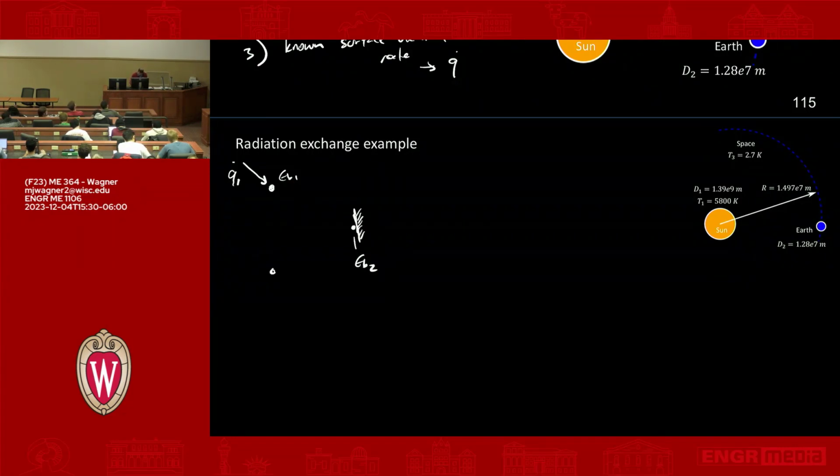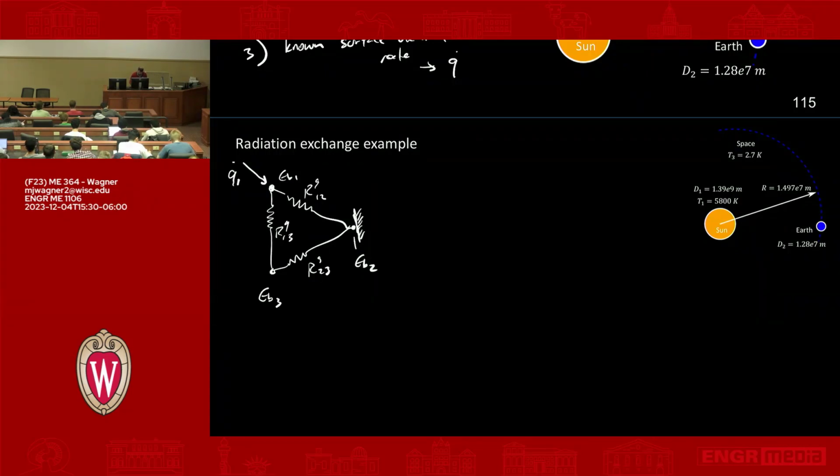The resistance between the sun and the Earth, I'm going to call that RG from 1 to 2. I have a resistance from the sun to space. That would be RG from 1 to 3. Space is at EB3. I have a resistance from space to the Earth. Let's call that RG from 2 to 3.